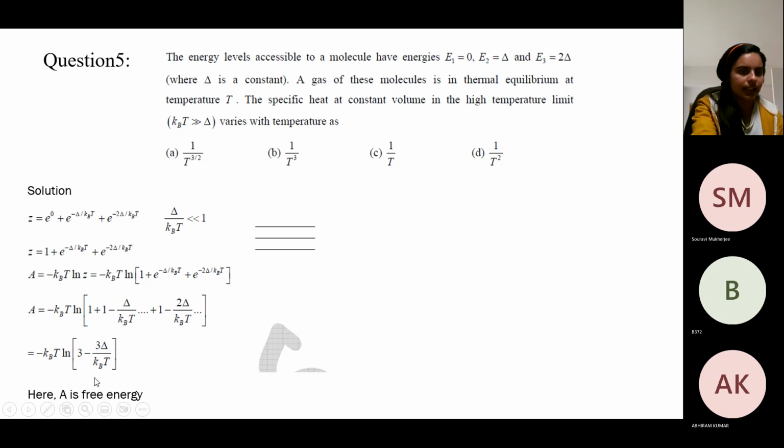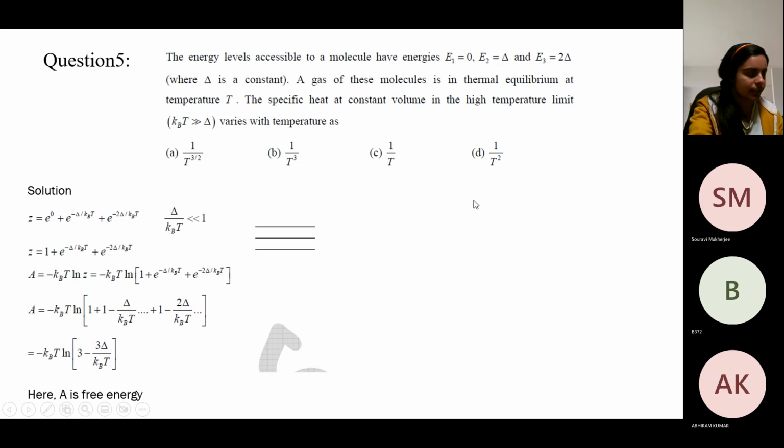What's interesting here is, what do you do next? One way is, from the free energy you can find the individual thermodynamic parameters, like the entropy. And then you can use the relation F is equal to U minus TS. So U equals F plus TS, so you also have to find the expression for entropy. Similarly, you get the expression for the internal energy, and then do a derivative with respect to temperature to find the specific heat.